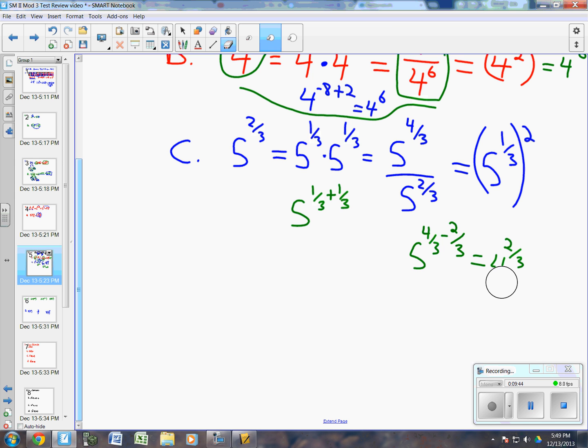I was back on the last problem. 5 to the 2/3 is our base. 5 is our base, not 4. And then this one right here, the last one, is power to power. So if you multiply 1/3 times 2, well, when you multiply a fraction by a whole number, I multiply the whole number by the numerator. So 5 to the 2/3 power. So that's what we get there. Okay.